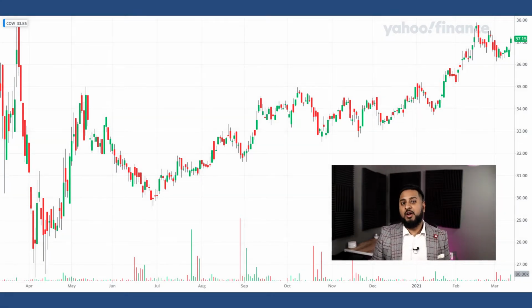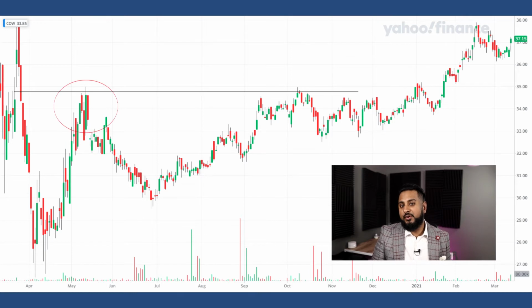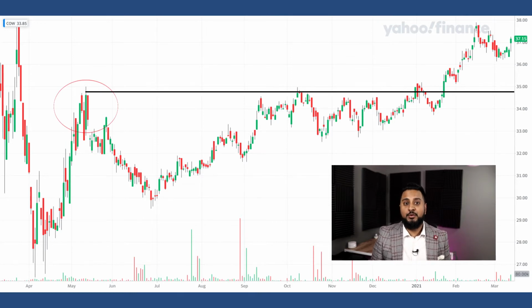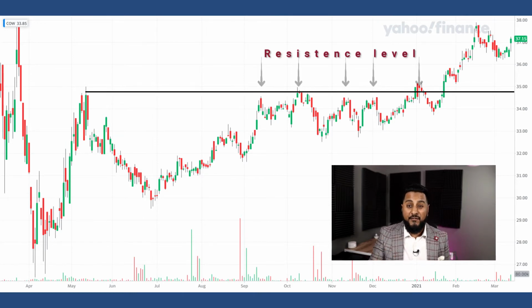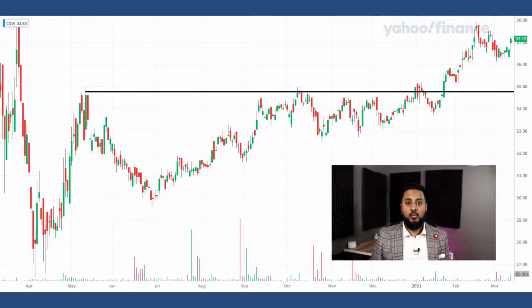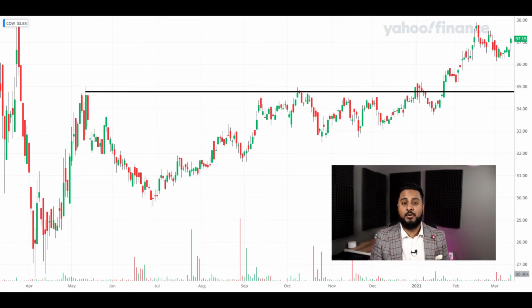As you can see, the price peaked in the mid-30s, around $34 a share, and it failed to break the resistance level a whopping 5 times. After the final breakthrough last month, we can now conclude that the $34 to $35 price range will serve as fairly strong support levels going forward.